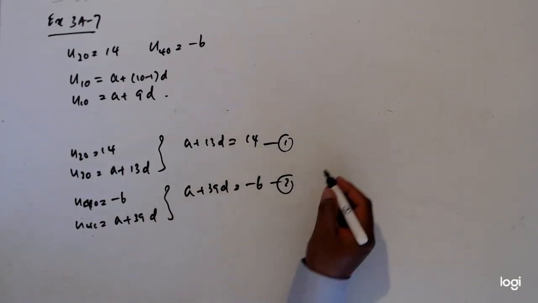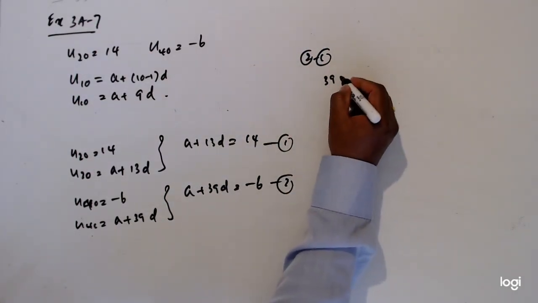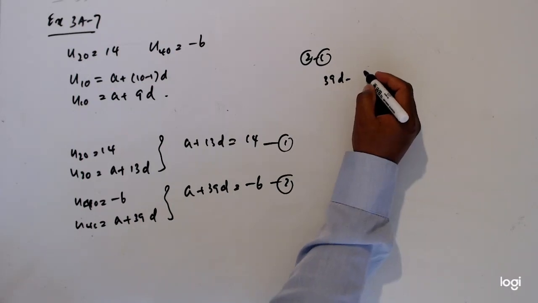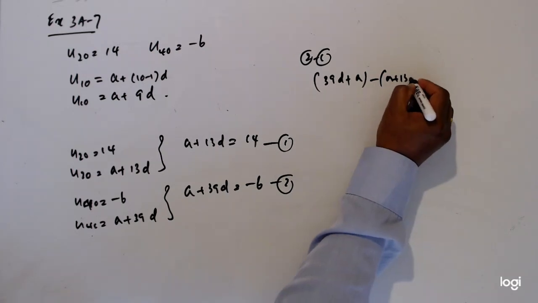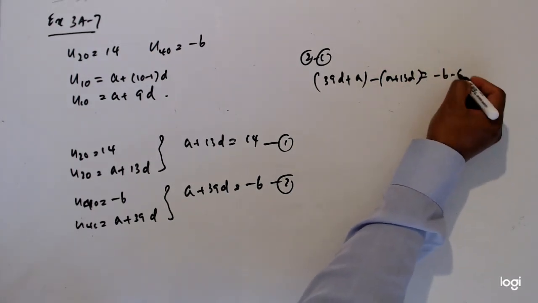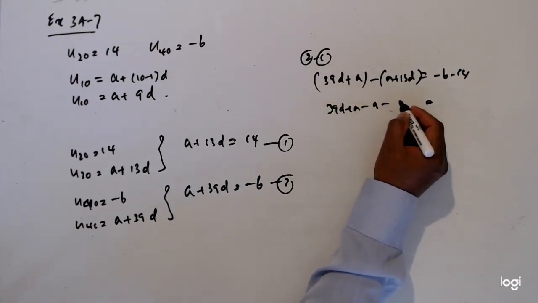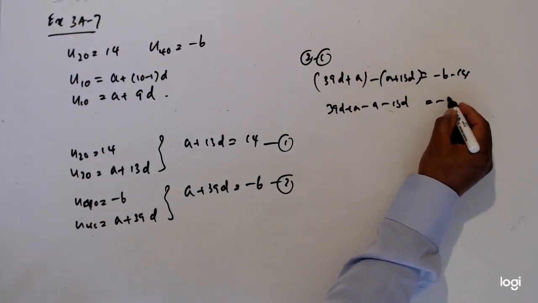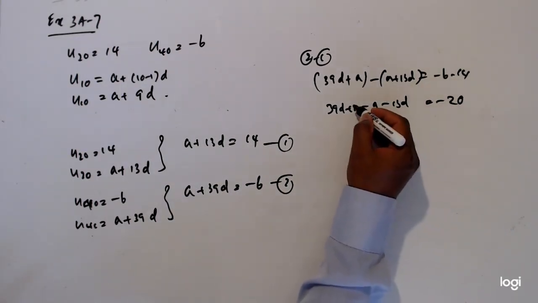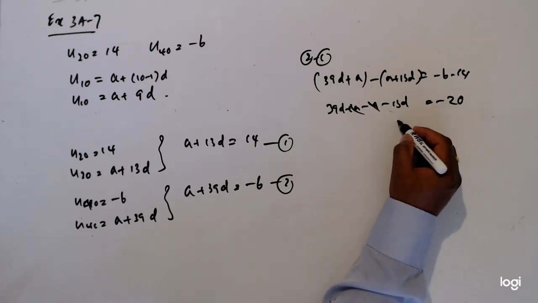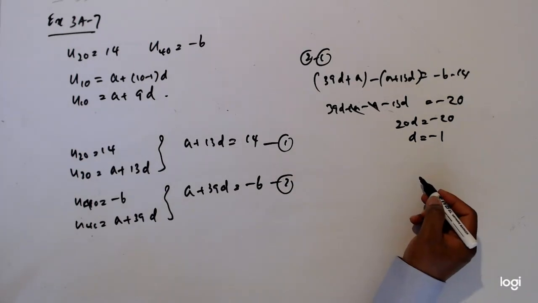So when you do 2 minus 1, you will get 39d plus A minus A plus 13d equals minus 6 minus 14. So 39d plus A minus 13d equals minus 20. The A's cancel out. This is going to be 20d equals minus 20, d equals minus 1.